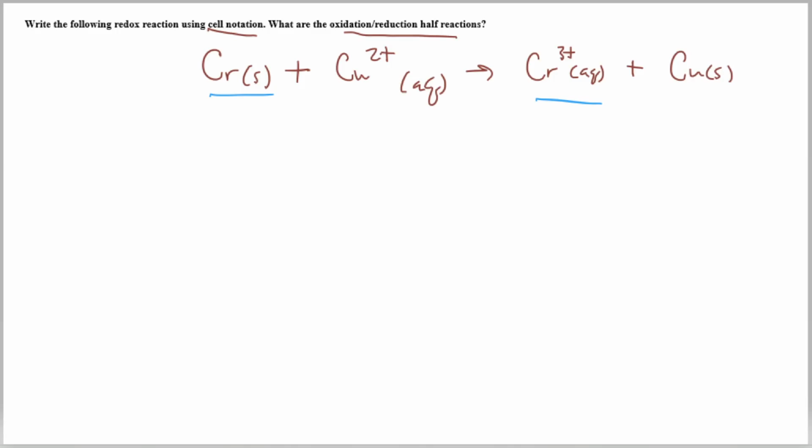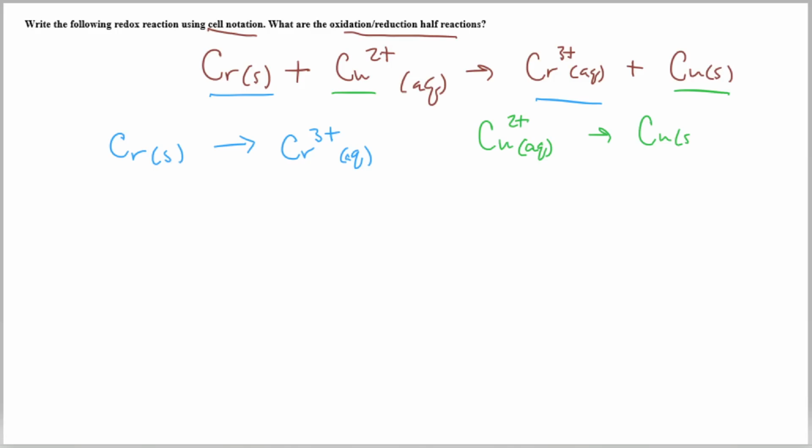So I'm just going to write them out. Chromium solid is somehow going to the ion. And then on the flip side of it, you have your copper ion going to a copper solid. So copper ion, and then copper solid.